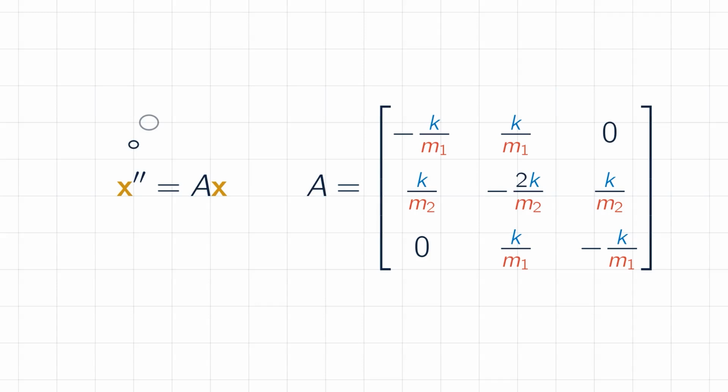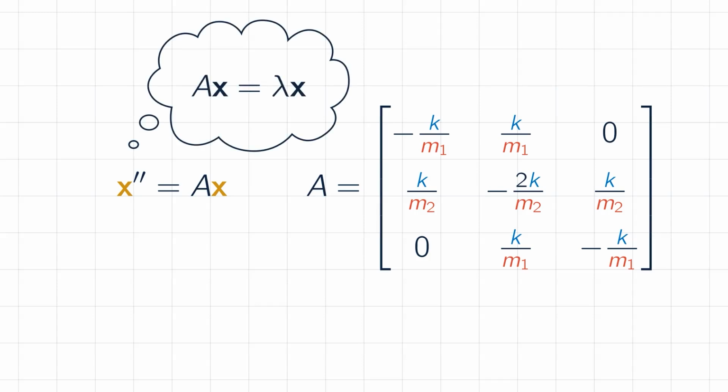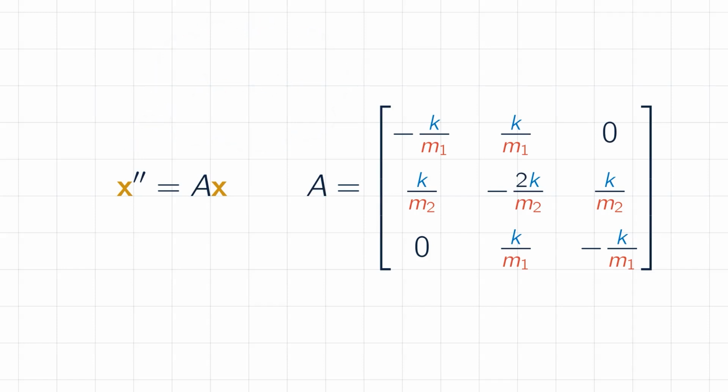If x were an eigenvector, then A times x would be equal to lambda times x, where lambda is its eigenvalue. This would indeed make the entire system a lot easier to solve. We would end up with a system of equations with on the left-hand side the second derivatives of the displacements and on the right-hand side a multiple of that same displacement. What would the solution of such an equation look like?